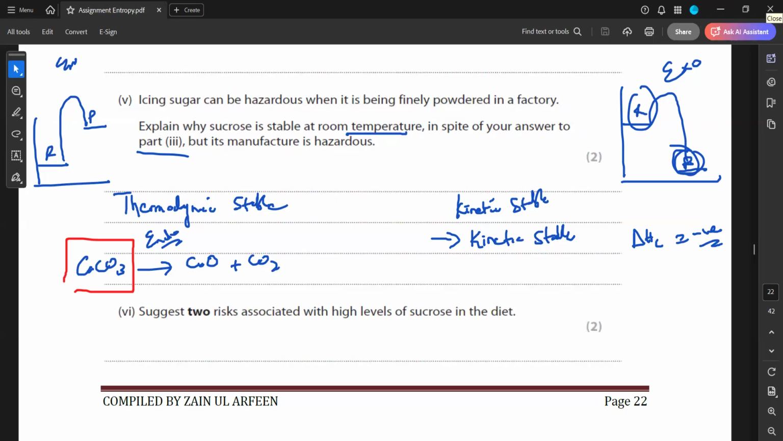Or we can also say we need some activation energy to start up the reaction. That is not provided. That's why the reaction does not start. So sucrose is kinetically stable because the activation energy for this reaction might be higher.